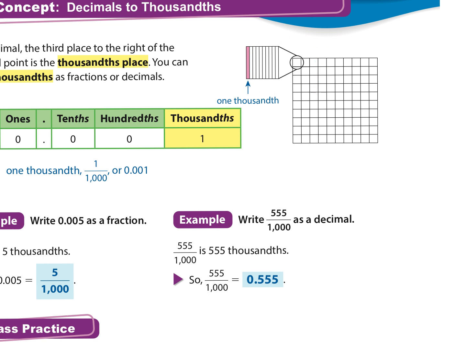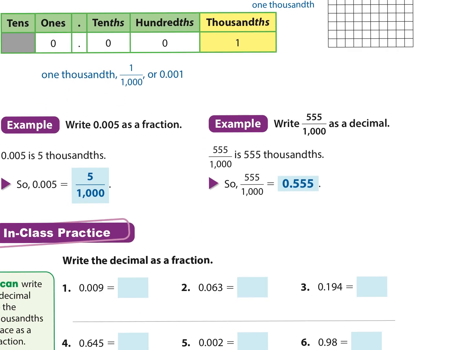Okay. All right, so we have a couple of examples given to us. We can see that 5 thousandths can be written as 0.005. It can also be 5 over 1,000. They are equivalent. You read them both the exact same way, 5 thousandths. The example over here to the right, 555 thousandths, can also be written as 0.555. Again, I read the number 555, the last digit's in the thousandths place, so 555 thousandths.